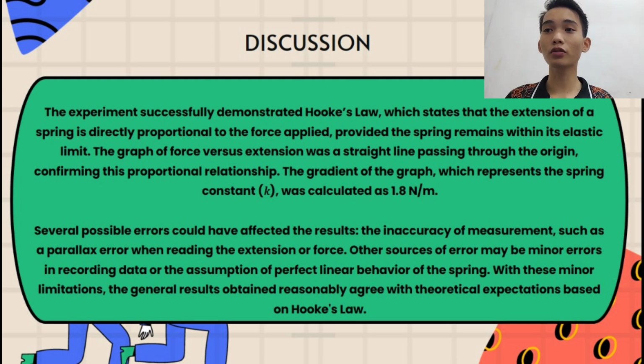The experiment successfully demonstrated Hooke's law, which states that the extension of the spring is directly proportional to the force applied, provided the spring remains within its elastic limit. The graph of force versus extension was a straight line passing through the origin. The gradient of the graph, which represents the spring constant K, was calculated as 1.8 newtons per meter.